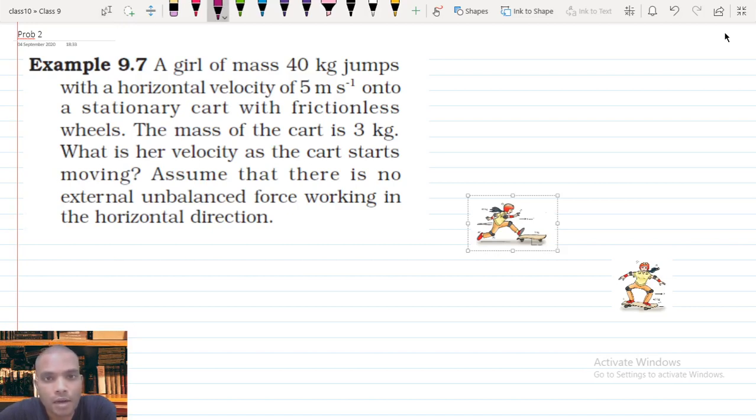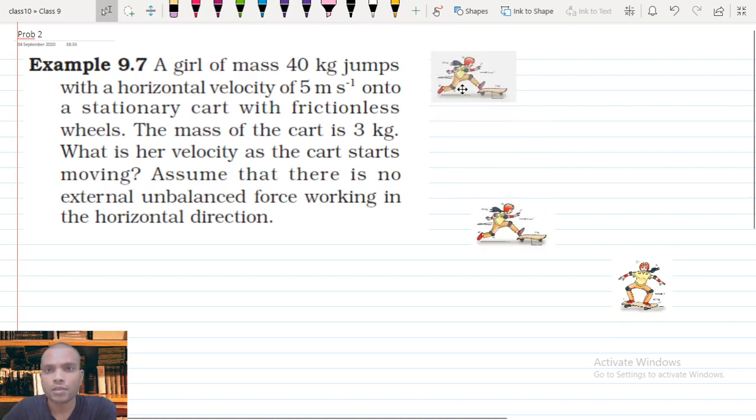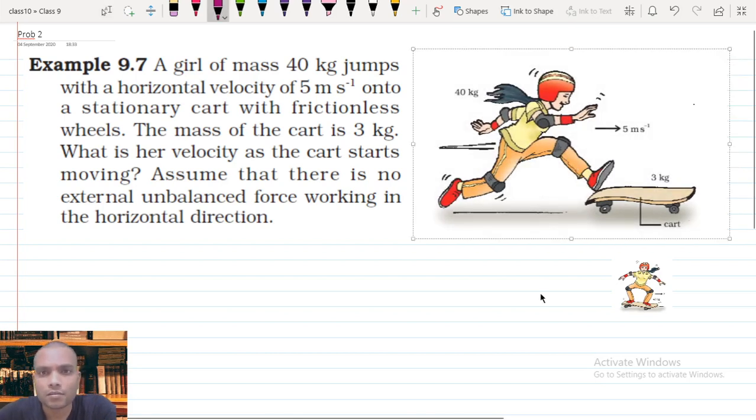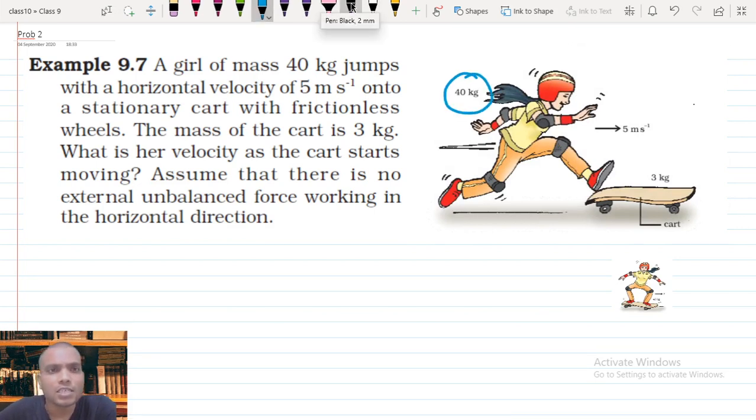A girl of mass 40 kg jumps with a horizontal velocity of 5 meter per second onto a stationary cart with frictionless wheel. The mass of the cart is 3 kg. Suppose if we take the diagram, the diagram is already given here. So a girl, her mass equal to 40 kg, and she is jumping with a horizontal velocity.